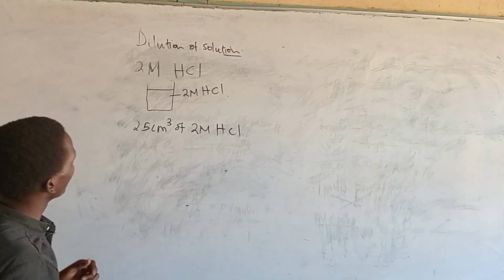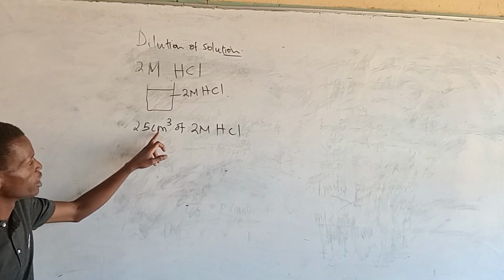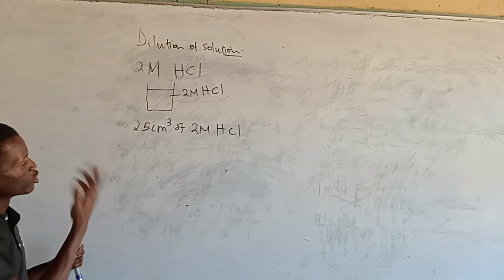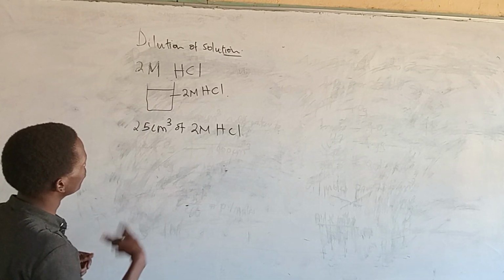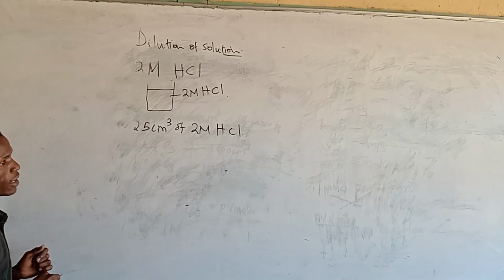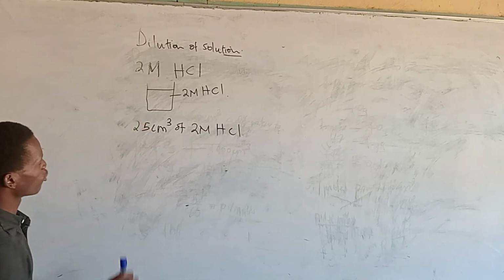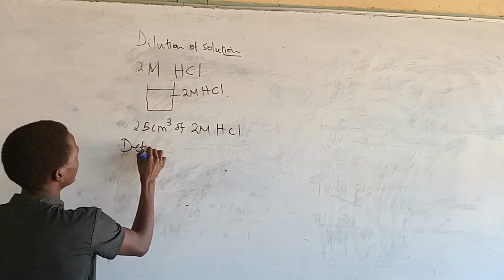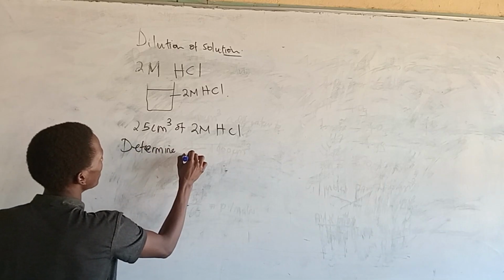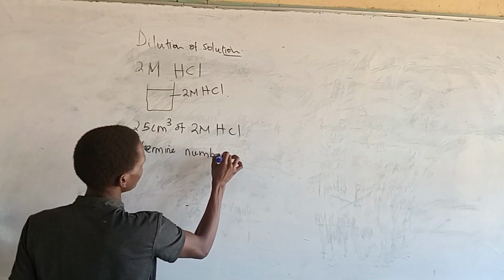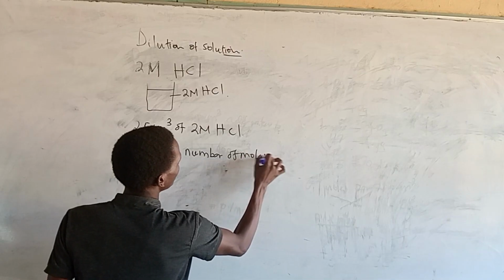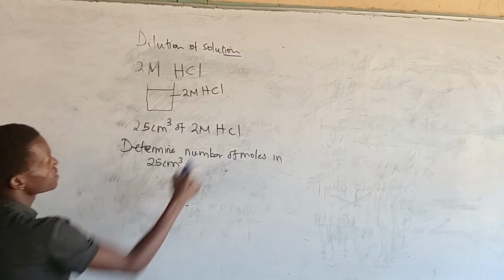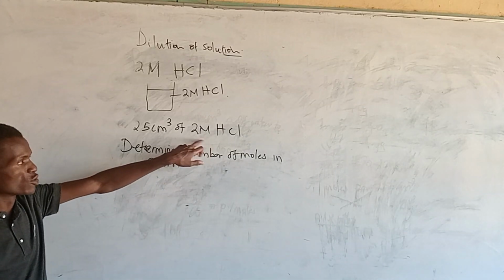And using a pipette, we pipette 25 centimeter cube of this solution that we are going to transfer either to a volumetric flask or we transfer to a conical flask. So we are supposed to determine the number of moles in 25 centimeter cube of this acid, which is 2 molar.